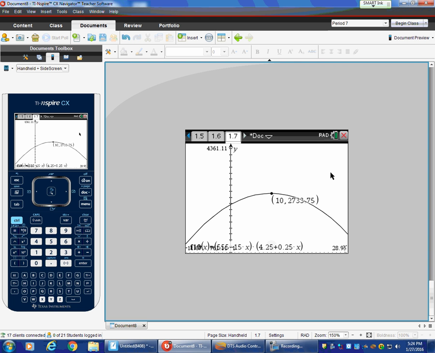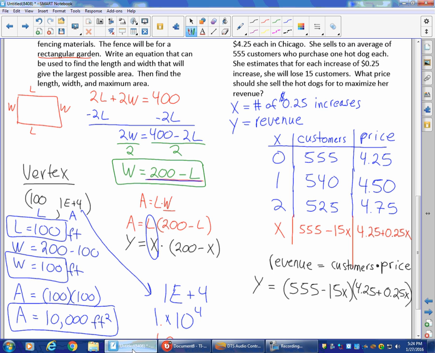If it doesn't work, remember we can multiply those values out, so we can double check how they got that amount. So we're saying that this is my number of increases, 10, and there's my maximum revenue. Let's go write that down. 10, 2733. So 10, and I believe it was 0.25. I'll double check. Oh, it was 7.5. Okay.